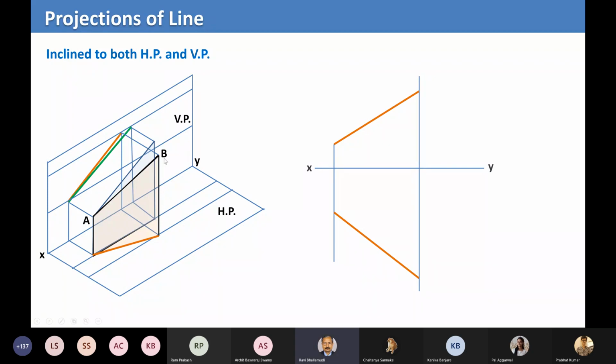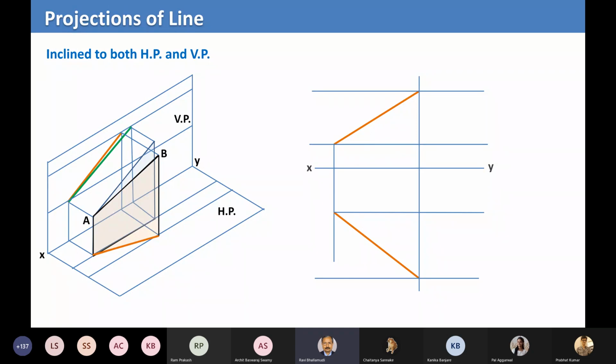Point AB, okay, and what I'm going to do is, let's say that I'm able to draw the projections of the point AB. Now I'll start drawing the projectors, and projectors are always lines through a point parallel to, let us say, the vertical plane or horizontal plane.